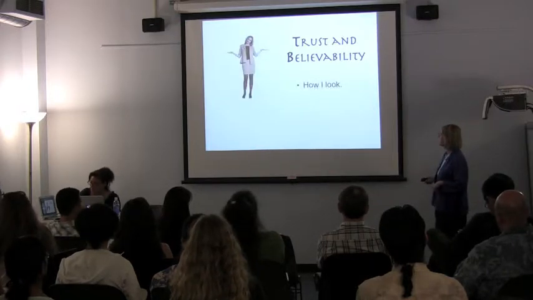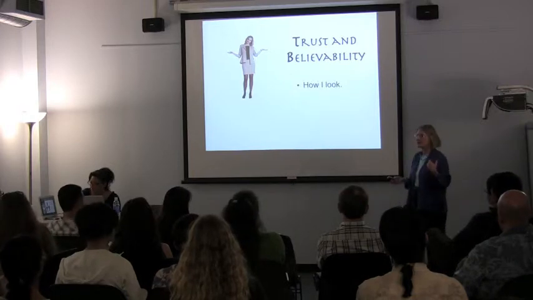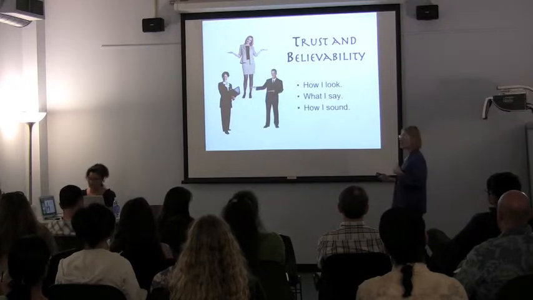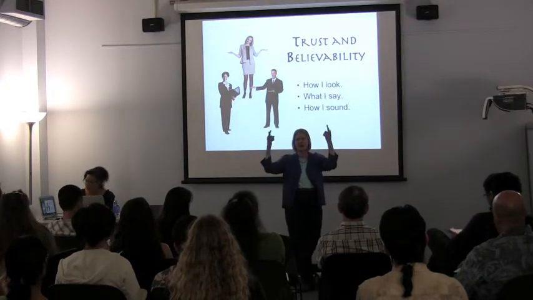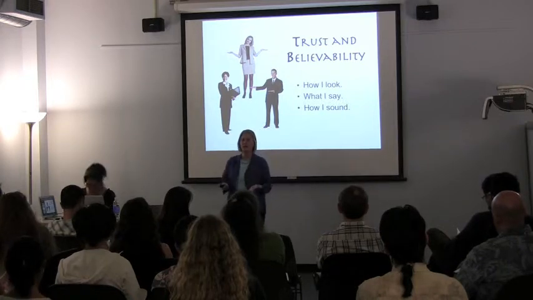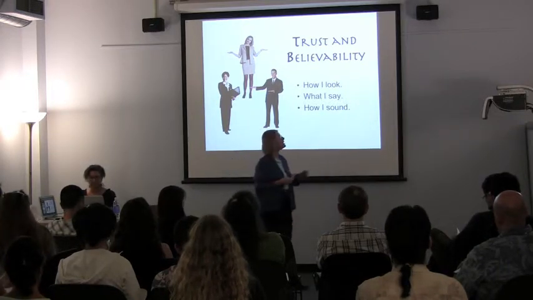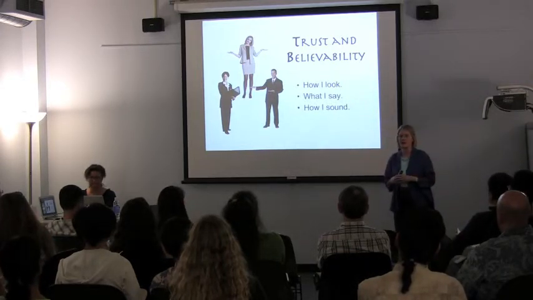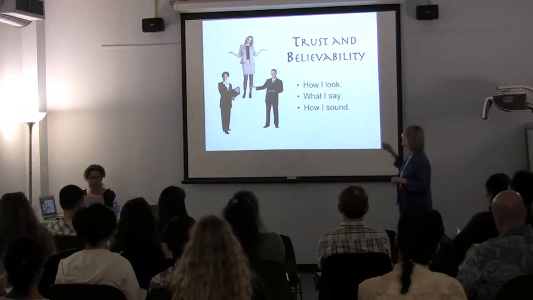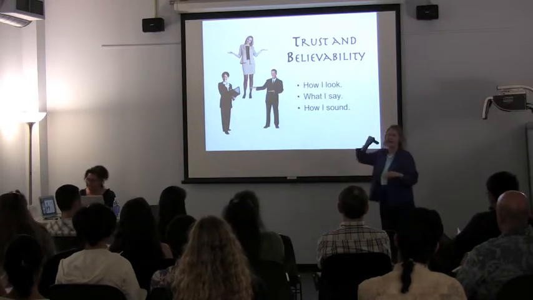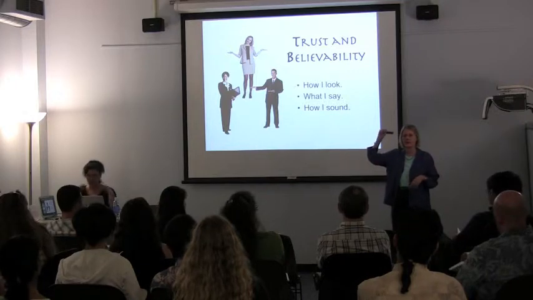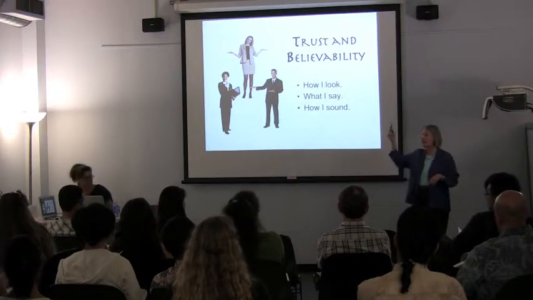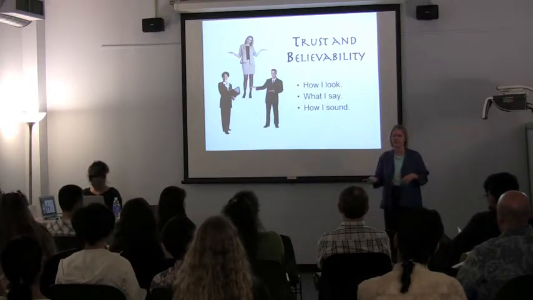Okay, trust and believability. There are 3 parts of trust and believability: how I look, what I say, and how I sound. Now if you were to take these 3 ideas and make them into a pie chart, which one do you think for trust and believability would be the biggest part of the pie? What you say? How many of you agree with that, what I say? You certainly want to believe it, we're professors, right? What would be second?